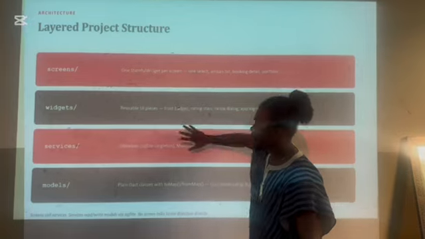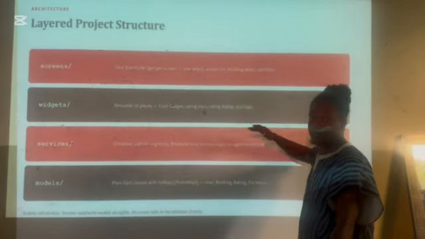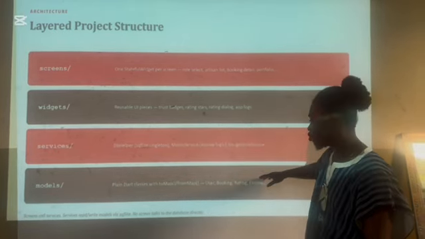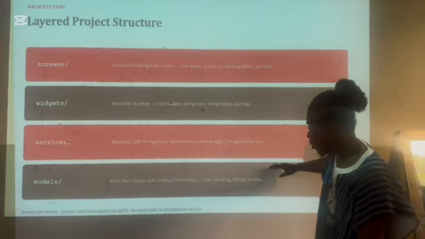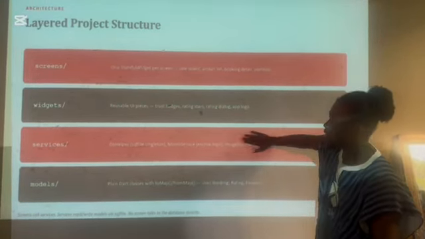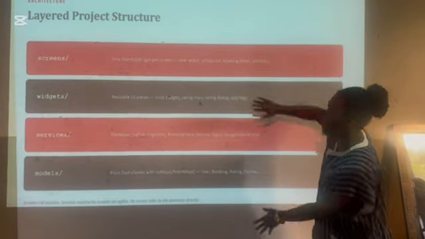We also have the service folder, which takes care of the MoMo and the images of the app. We also have the model folder, which takes care of the booking and the rating as well. They don't communicate directly. The screen communicates with the service, and the widget communicates with the model. The screen talks to the services, the service talks to the widget, then the widget talks to the model.